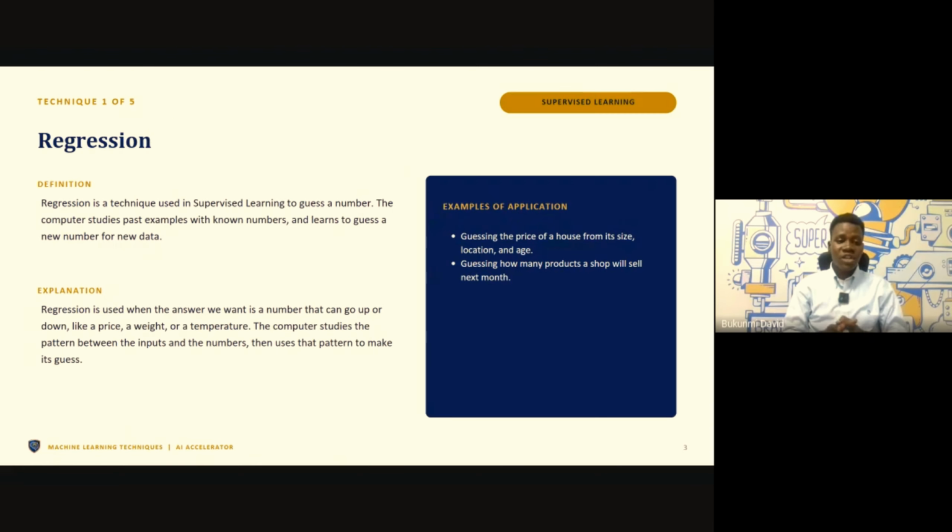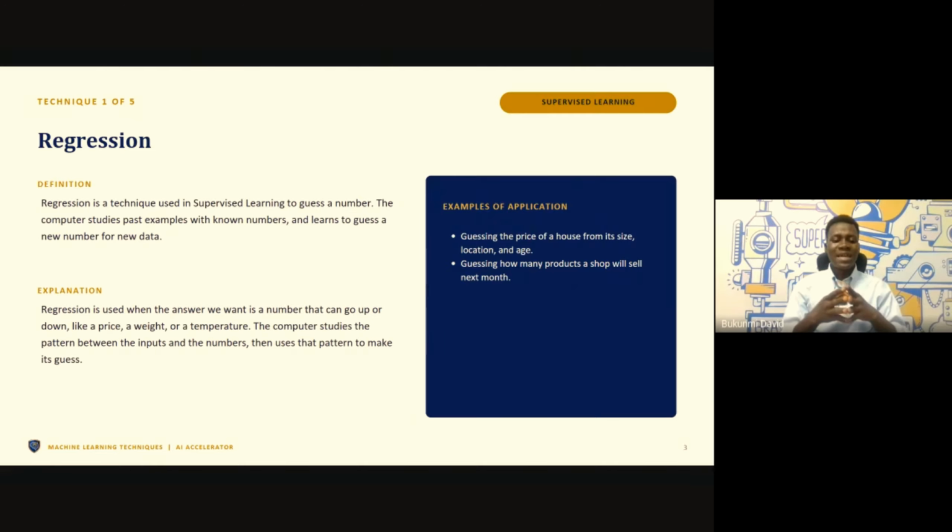The first technique we'll be talking about is regression. Regression is a technique used by supervised learning to guess a number. The computer studies past examples with known numbers and then learns to guess a new number for new data. What this simply means is whenever the computer is trained with a large volume of numbers, it recognizes the patterns that cause the changes in each of the numbers, and it uses that to predict the subsequent numbers that are going to come after the numbers that occur in the particular data it is trained with.